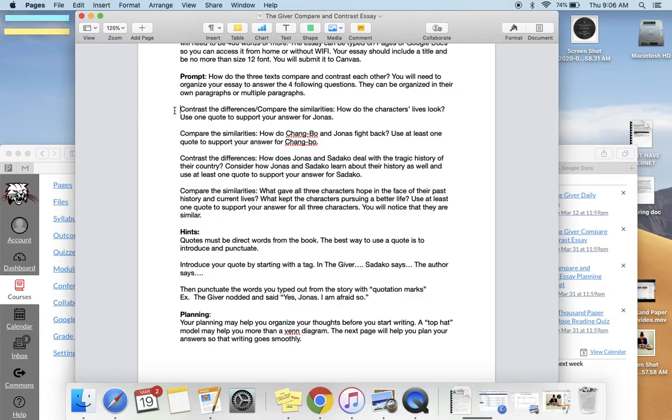The next one, compare the similarities: how did Changbo and Jonas fight back? Use at least one quote to support your answer for Changbo. Both of these characters disagree with their environment and decide to fight back in little ways. Changbo can't really fight back the same way as Jonas can, so that's why we're going to use at least one quote to support our answer for Changbo.